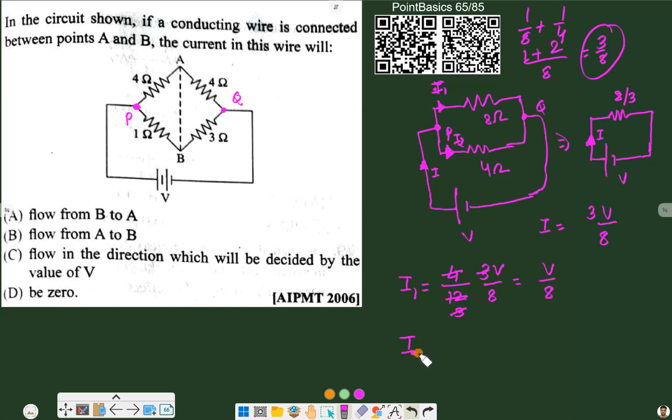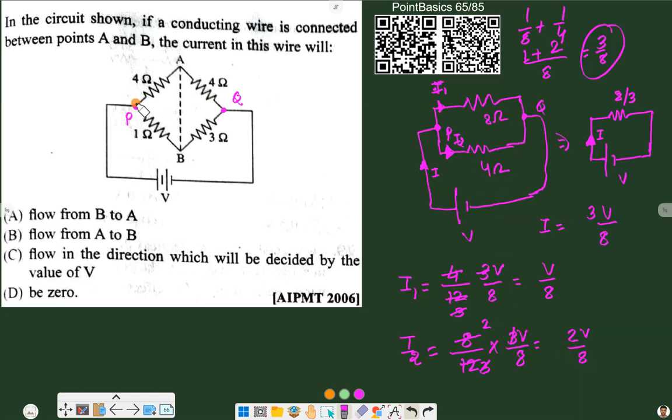And now for I2, as we are taking current for the I2 arm, the 4 ohm arm, we have to take the resistance of the opposite arm, so it will be 8 by total resistance 4 plus 8, 12, into actual current 3V by 8. So this will be 2V by 8. This will be the current in the second arm.